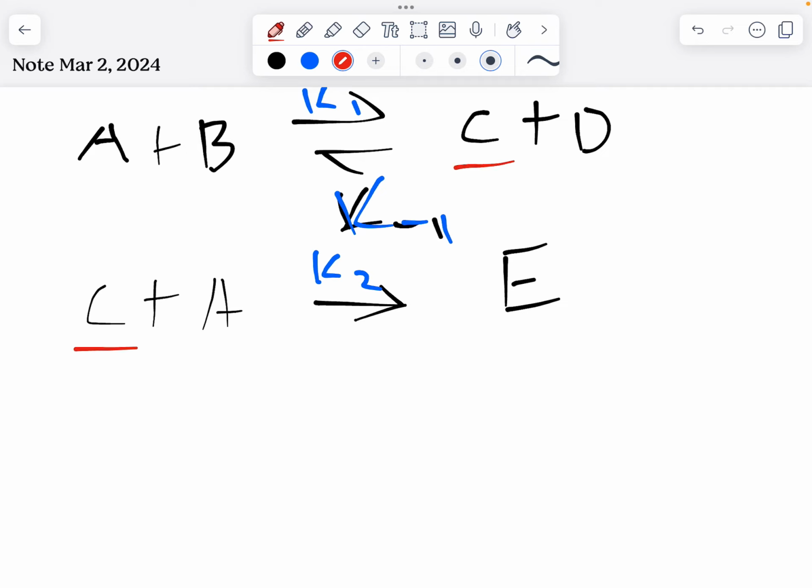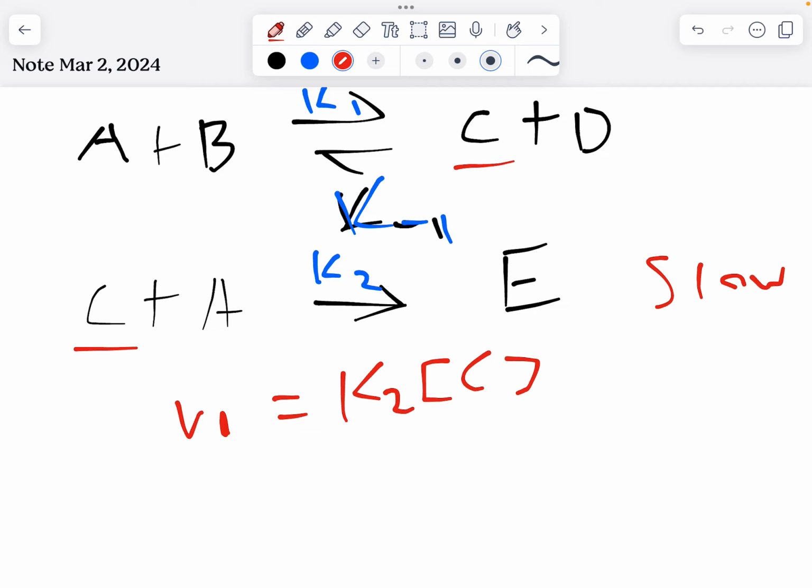Okay, so what's the first thing we have to do with the steady state? Identify an intermediate. And before that, I should say this is a trickier version of the steady state because we're not given which step is slow and which step is fast. So if we were given, let's say, this step were the slow step, we can go right into the steady state and say that the initial rate is equal to K2 times C times A, because the rate of reaction is always determined by the slow step.